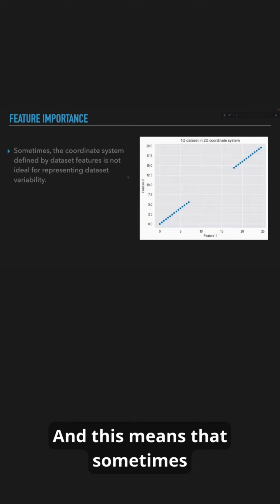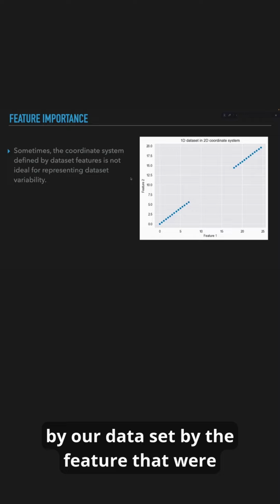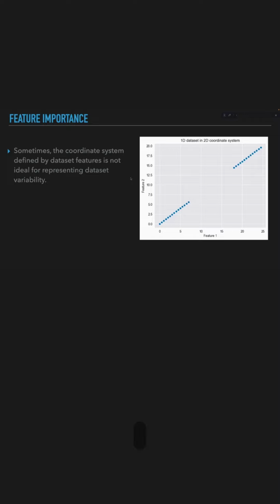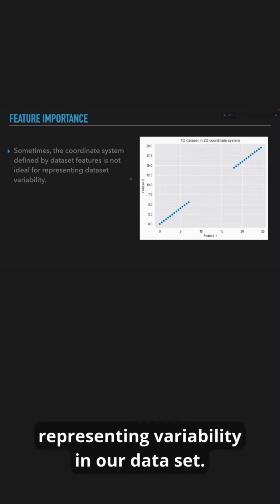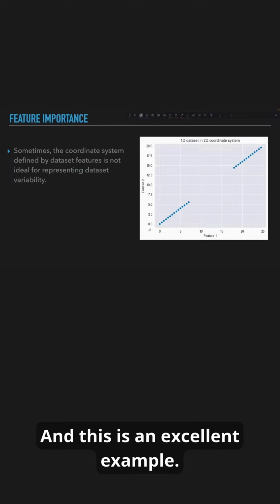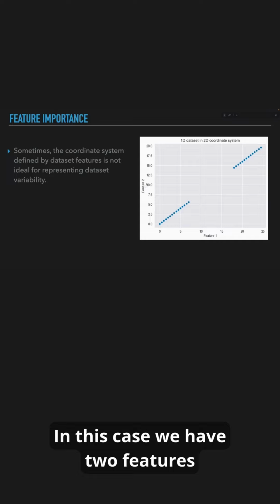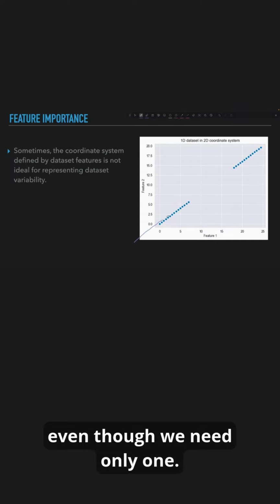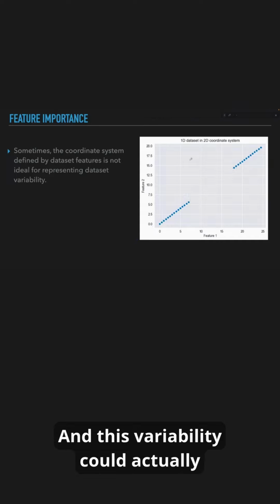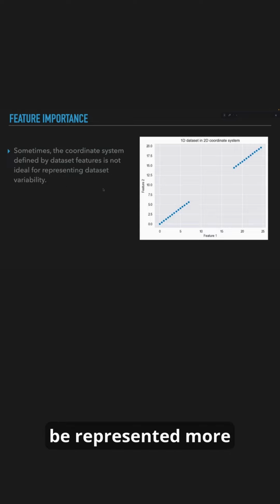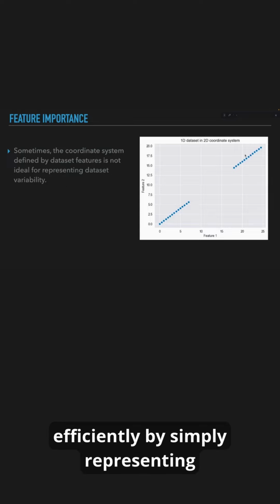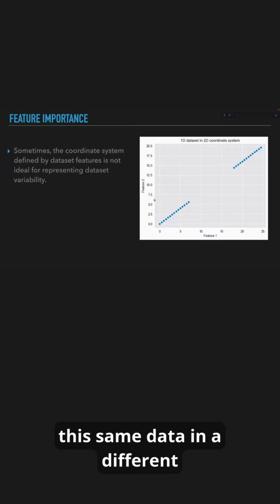And this means that sometimes the coordinate system defined by our dataset, by the features that were given to us, is not ideal for representing variability in our dataset. And this is an excellent example. In this case, we have two features, even though we need only one. And this variability could actually be represented more efficiently by simply representing this same data in a different way.